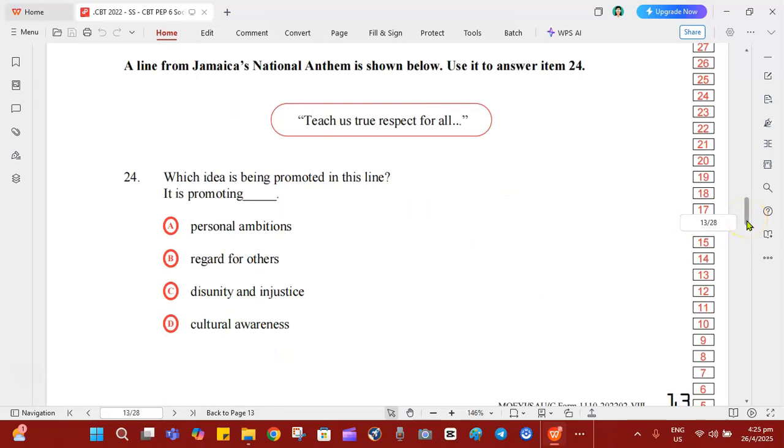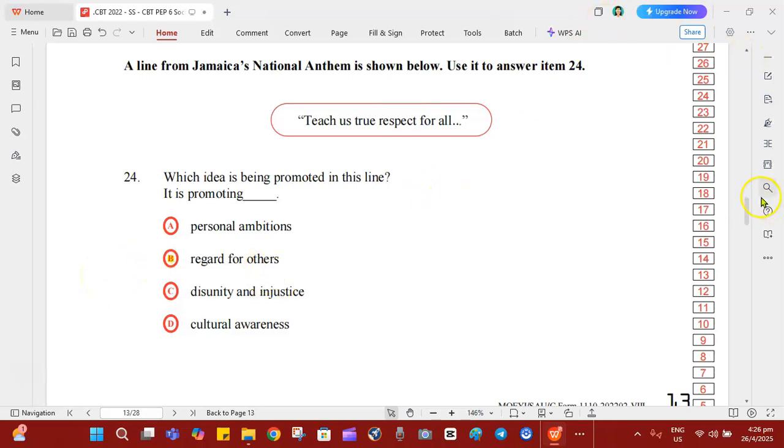So it's source 3. A line from the Jamaican national anthem is shown below. Use it to answer item 24. Here's the line: "Teach us true respect for all." Which idea is being promoted in this line? A, personal ambitions, B, regard for others, C, disunity and injustice, D, cultural awareness. And the answer is B, regard for others. It's showing regard for others.